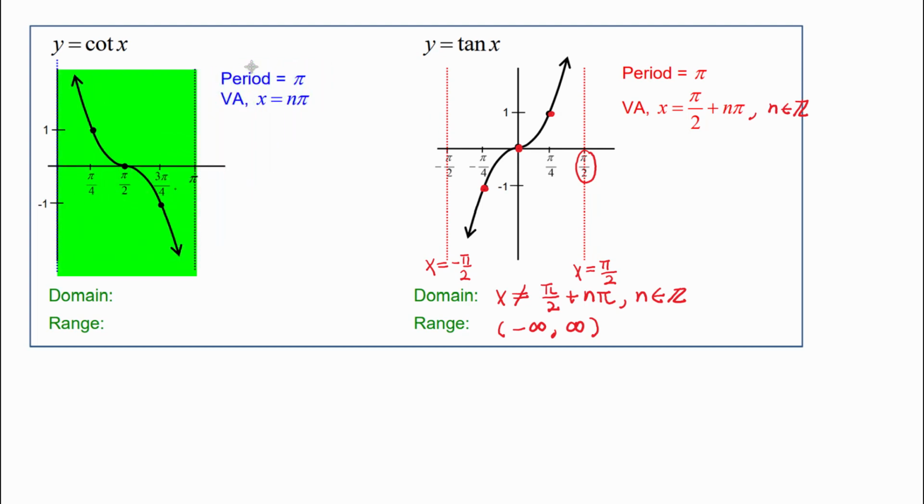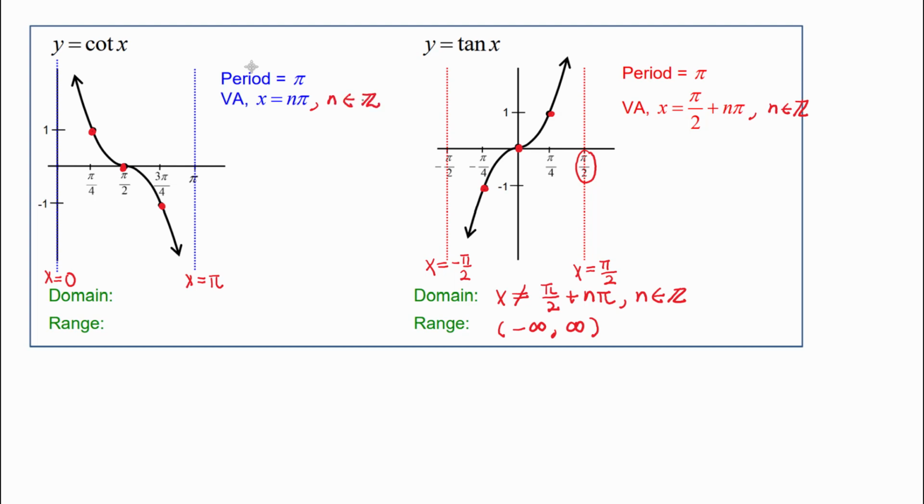All right, y equals cotangent of x also has a period of pi, and you can see that the whole graph can be drawn from 0 to pi, where x equals 0 is one vertical asymptote and x equals pi is another vertical asymptote. So the key points are one vertical asymptote, pi over 4, 1, pi over 2, 0, 3 pi over 4, negative 1, and your vertical asymptote x equals pi. The period is pi. Vertical asymptotes occur at x equals 0, pi, 2 pi, 3 pi, and so on. So x equals n pi, where n is an element of the integers.